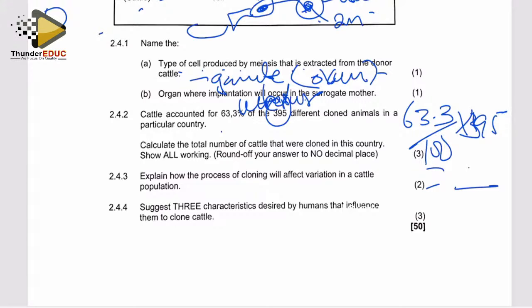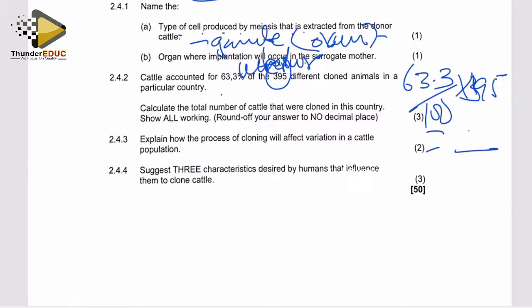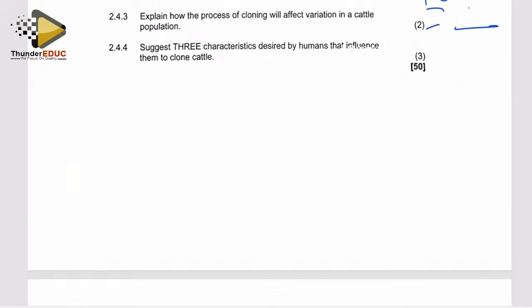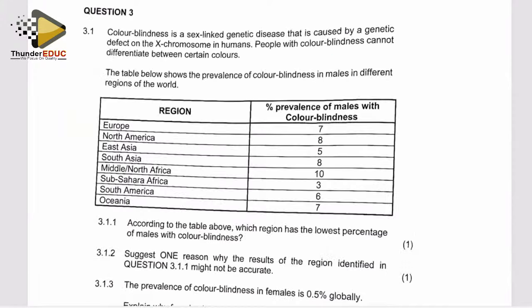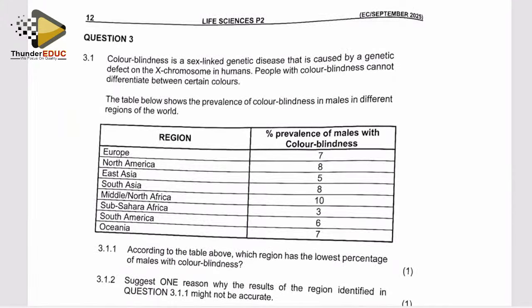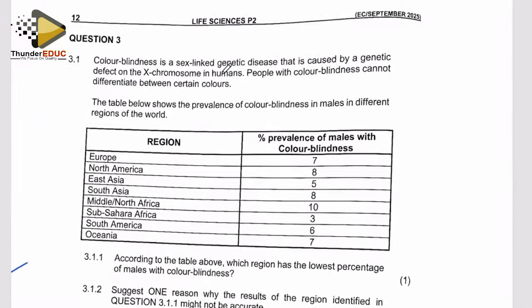You can talk about meat. You can talk about resistance to diseases. You can talk about milk. So all those can be reasons to clone these organisms. So this question is also 50. So if you got 50 out of 50, congratulations, you are a star. Let's go to question number 3.